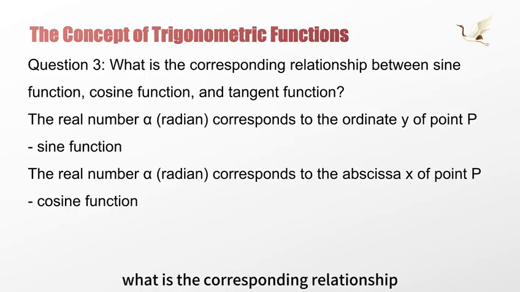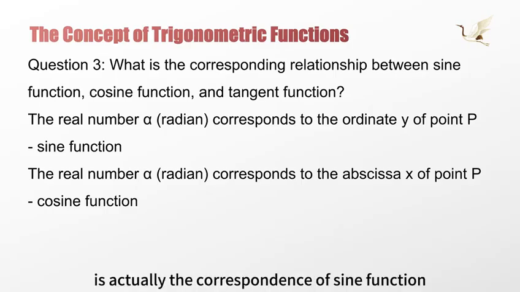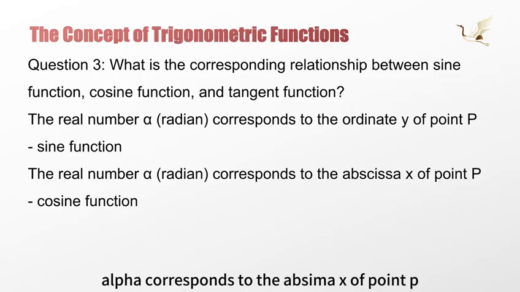What is the corresponding relationship between the sine function, cosine function, and tangent function? When the angle is measured in radians, we regard it as the real number alpha. At this time, it corresponds to the ordinate of point P. This correspondence is actually the correspondence of the sine function. Similarly, the real number alpha corresponds to the abscissa x of point P, which is the correspondence of the cosine function.